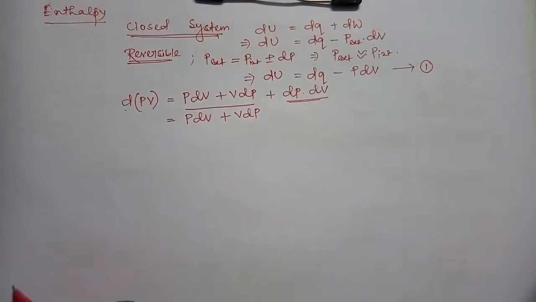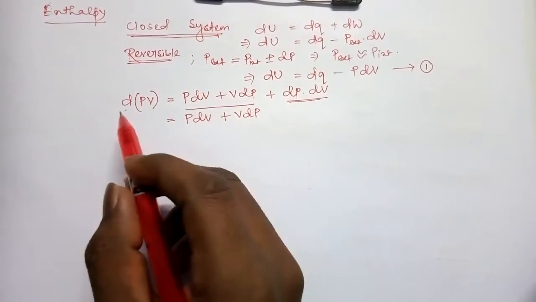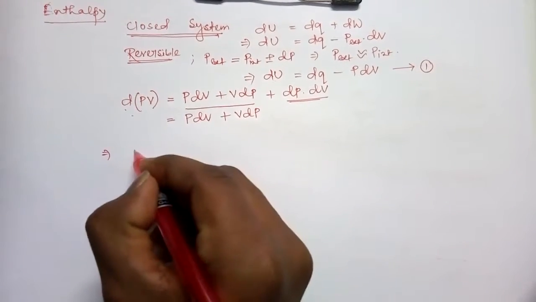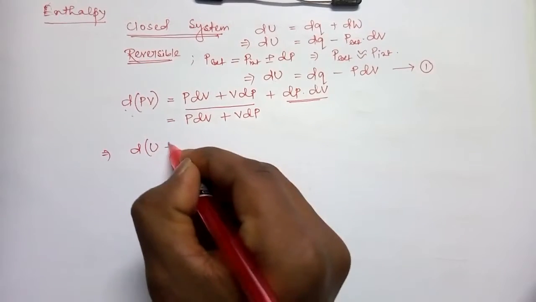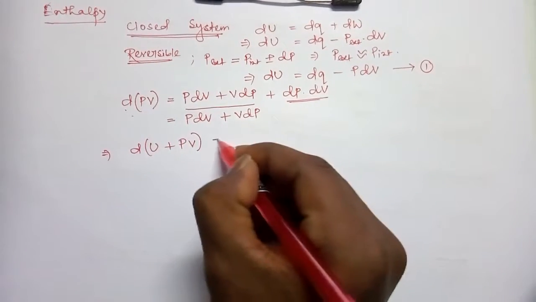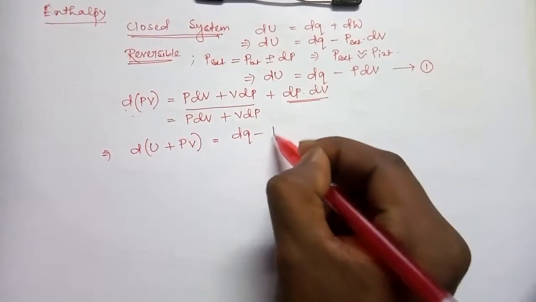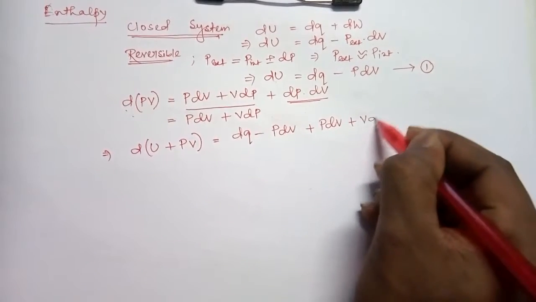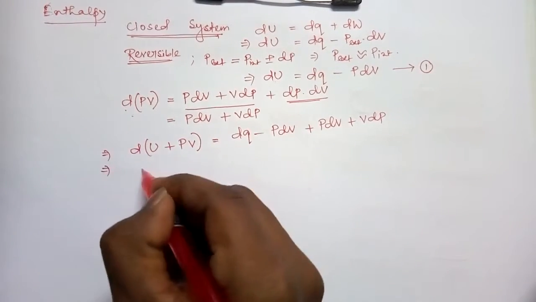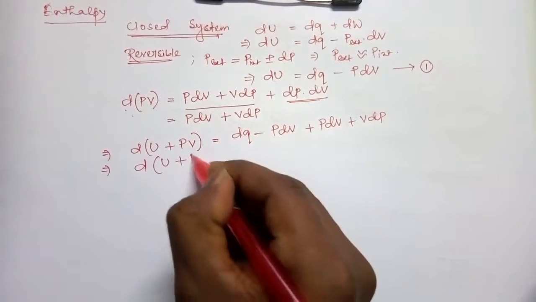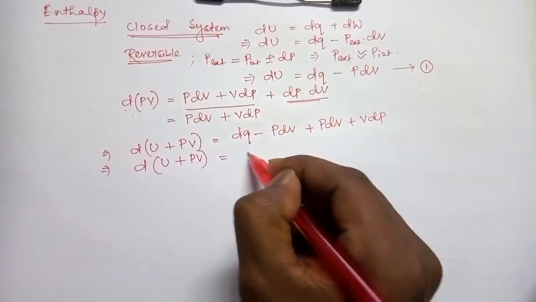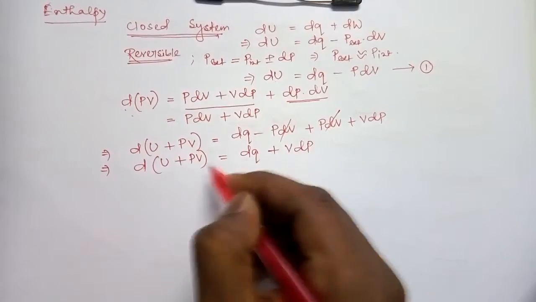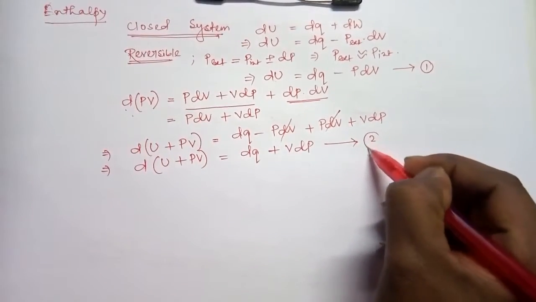Right? Now if we add this with this, then it becomes d of U plus PV equals dq minus PdV plus PdV plus VdP. Or we can say that d of U plus PV equals dq, since this cancels, plus VdP. This we can say is equation number 2.